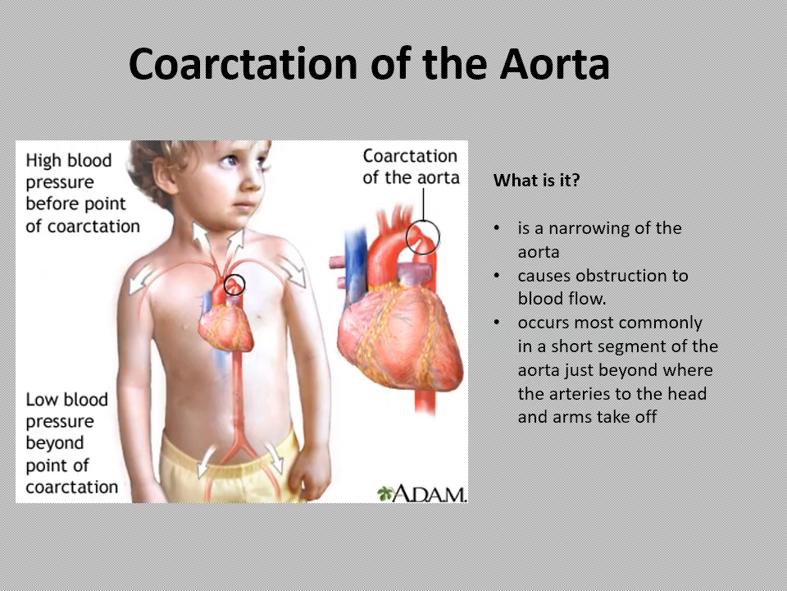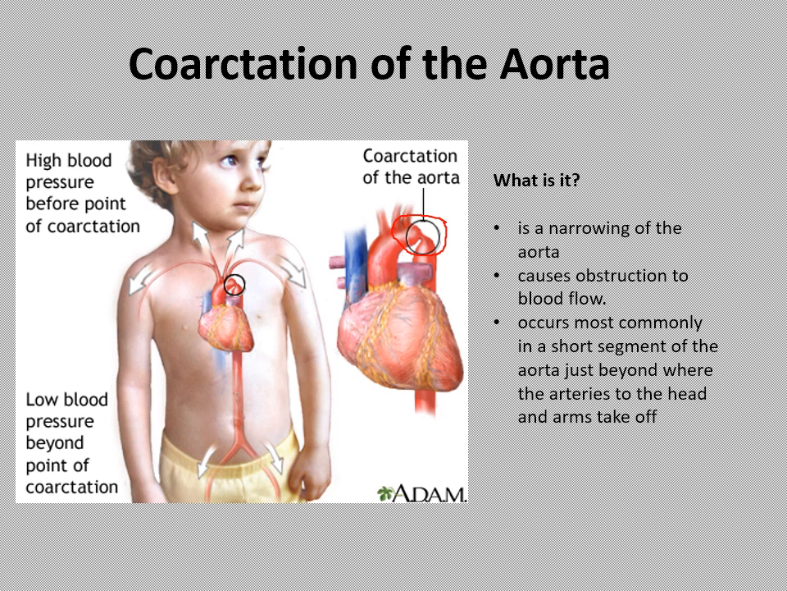Another type of congenital heart disease is called coarctation of the aorta. So what is it? As you can see in this diagram, you can see a narrowing of the aorta. Okay, this causes an obstruction to blood flow.